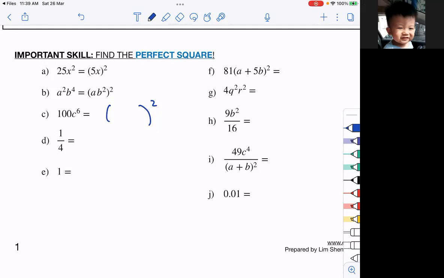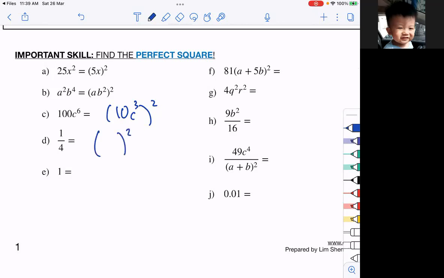100 C6. 10 something, right? 10 what? 10 C cube. Does it make sense if I square all them back? I get 100 C6. It's correct. Okay? Next one, same thing.